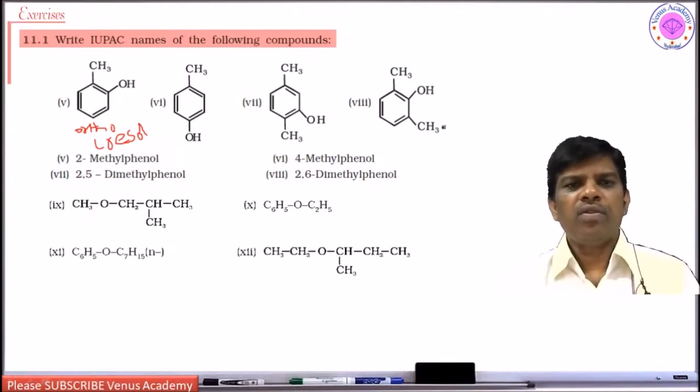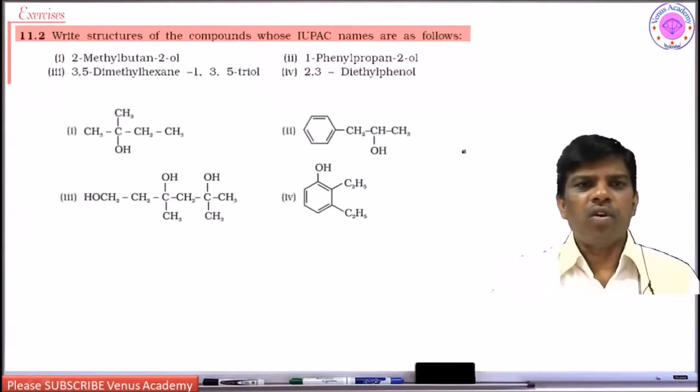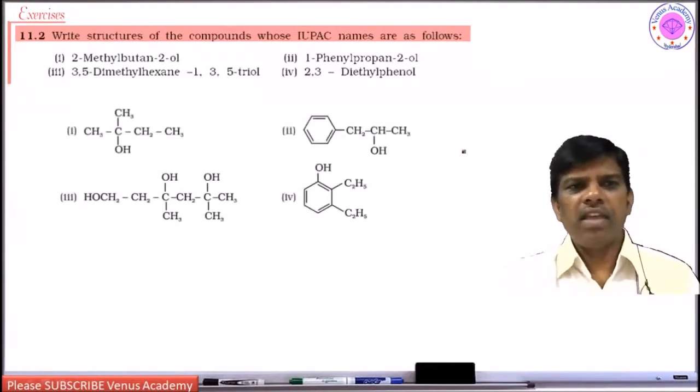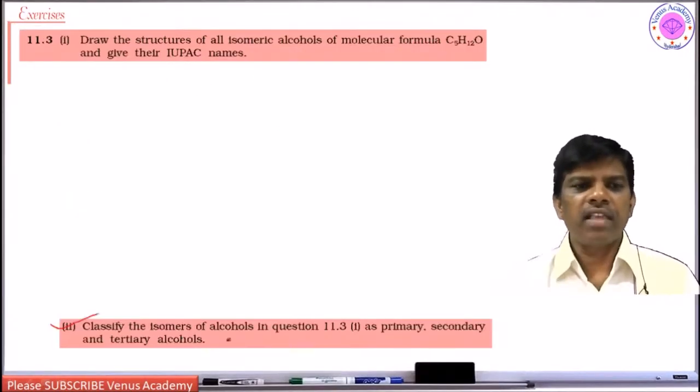This is 2,6-dimethylphenol. And write structures of the compounds whose IUPAC names are as follows. This is the way: if you have the name, you can write the structures. So 2-methylbutan-2-ol, this is 2-ol, and this is 1-phenylpropan-1-ol, and 3,5-dimethylhexane-1,3,5-triol. Classify the isomers of alcohols in question 11.3.